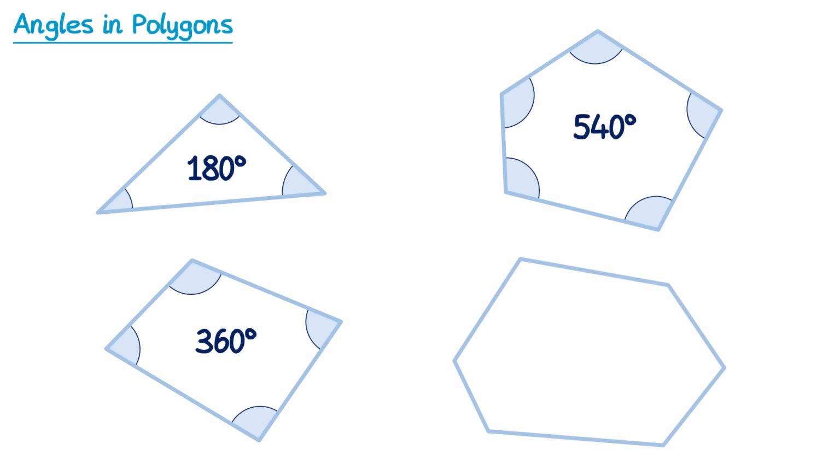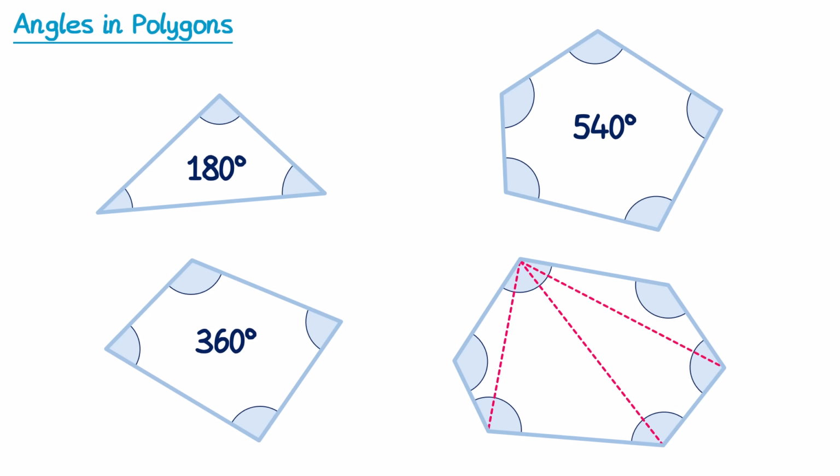Let's do another side and go for a hexagon. This time we can split the shape into 4 triangles. Each of those will have 180 degrees in them, and then if we add up all of those 180 degrees, we get 720. So the angles inside a hexagon add up to 720 degrees.